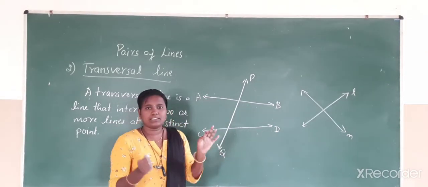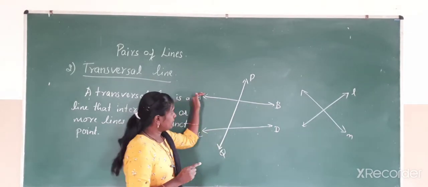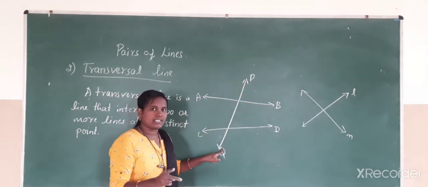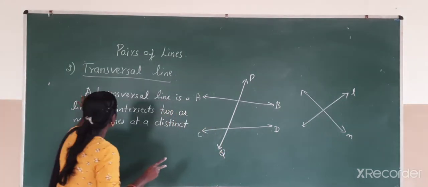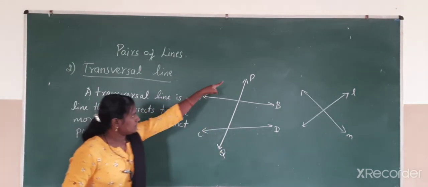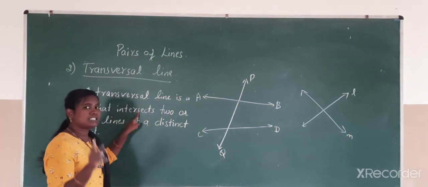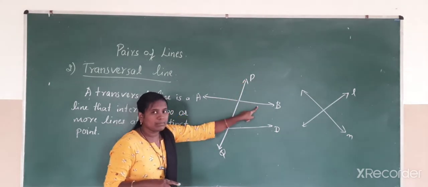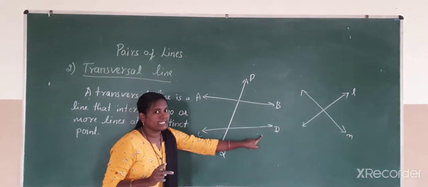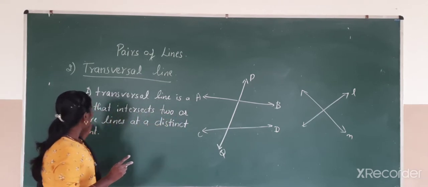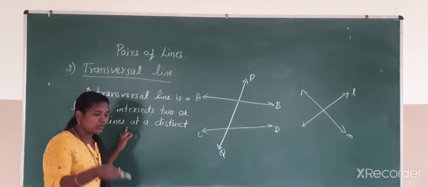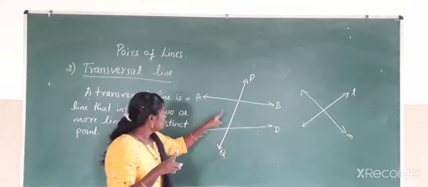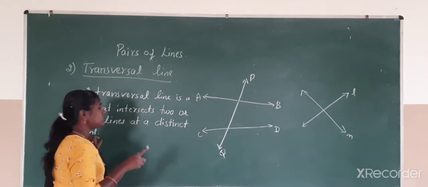Yes. So here, which are the two lines? AB and CD are the two lines. Are you understanding? AB and CD are the two lines. PQ is a transversal. A transversal line is a line that intersects. See, PQ is intersecting AB. PQ is intersecting CD. That intersects two or more lines, not one line, at a distinct point.